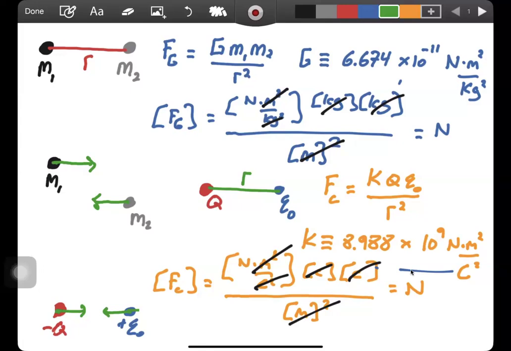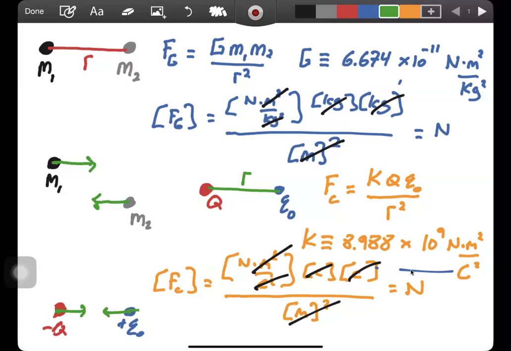One last thing that I want to point out. Look at the gravitational constant G, which is in blue, and look at the Coulomb constant K, which is in orange. So K is 8.988 times 10 to the 9 newton times meter squared divided by Coulomb squared. In comparison, G is 6.674 times 10 to the minus 11 newtons times meter squared divided by kilograms squared. So let's just roughly say 8.988 and 6.674. 8.988 is a little bit bigger, but they kind of wash each other out. What I really want you to look at is the 10 to the 9 versus the 10 to the negative 11.